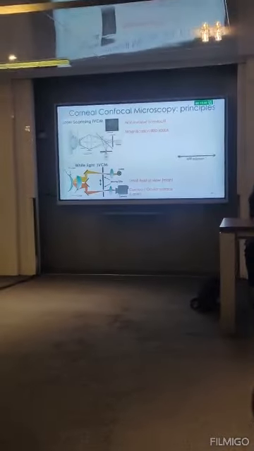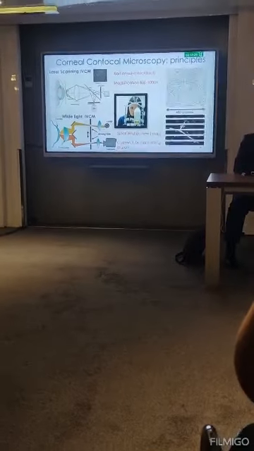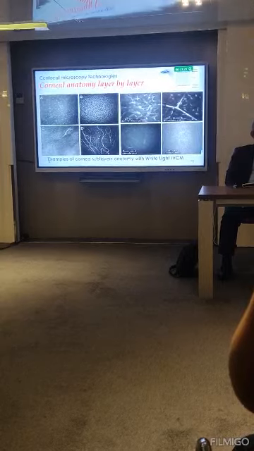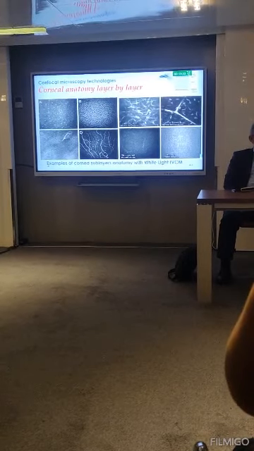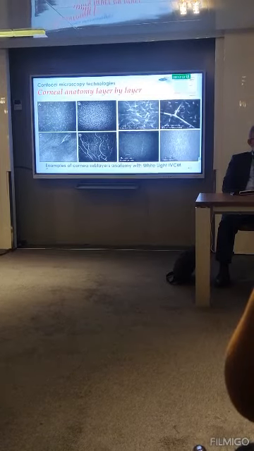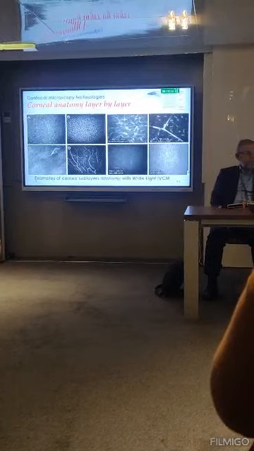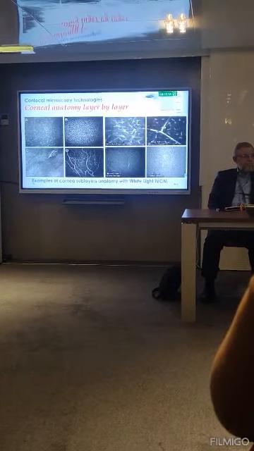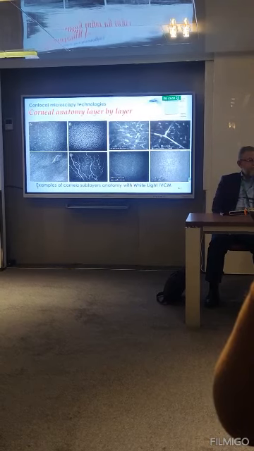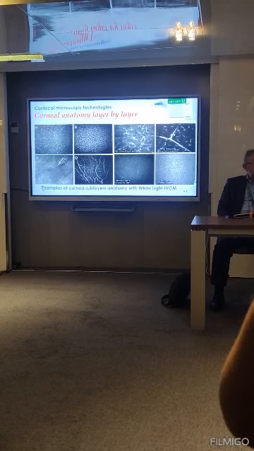You have two main systems nowadays. One is the laser scanning, and the other one is the white light IVCM. This is an example of how you can, in a normal cornea, define the microscopic anatomy of each layer, from the superficial epithelium through the basal epithelium. This is the Bowman's layer with a perforating nerve fiber. Between the two is the subbasal nerve plexus.